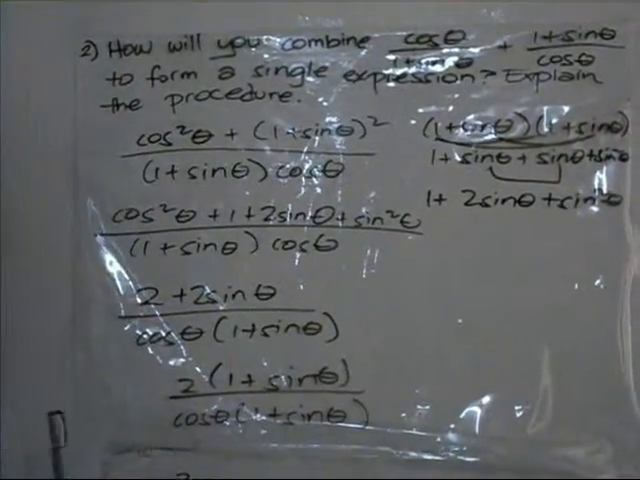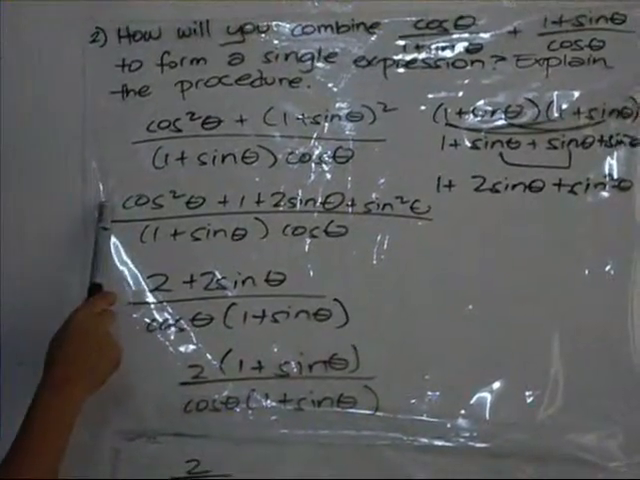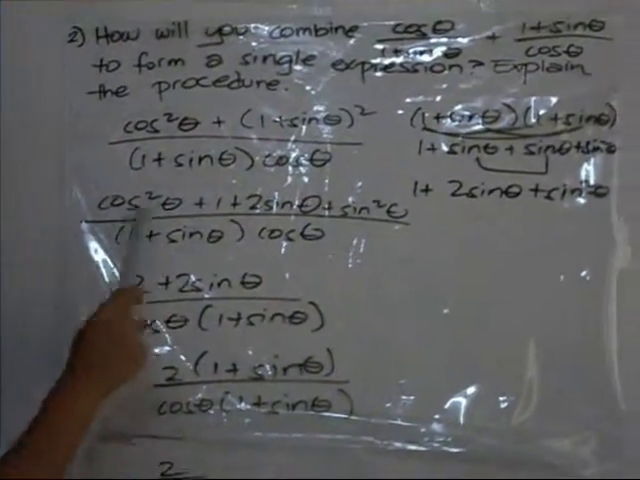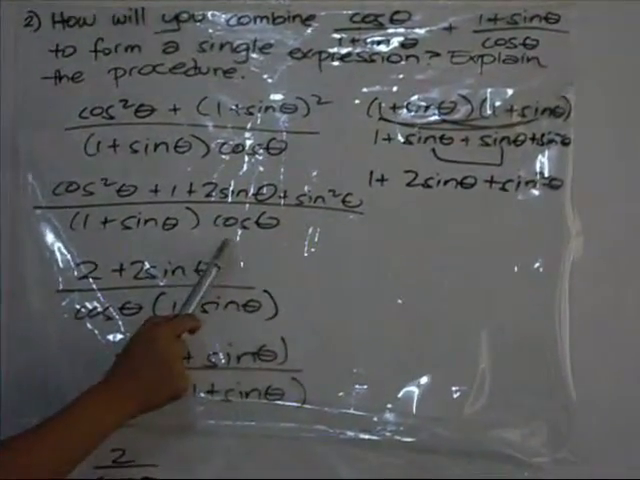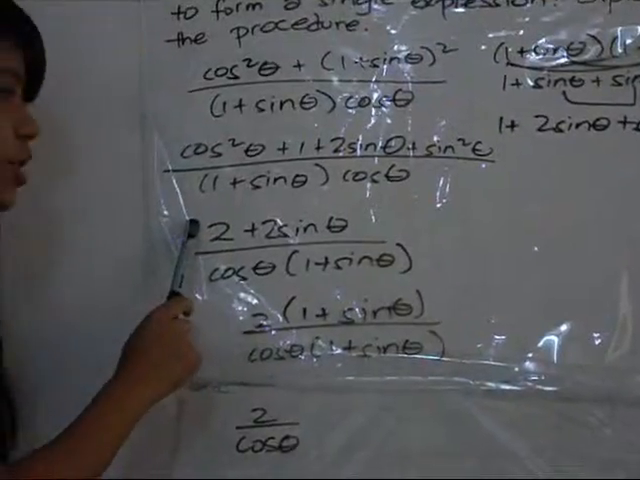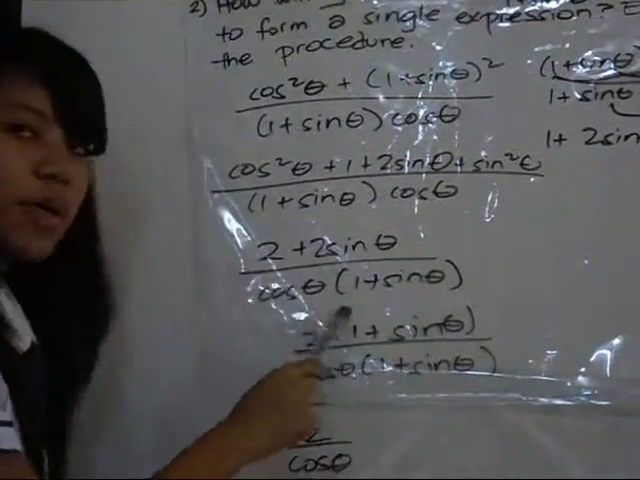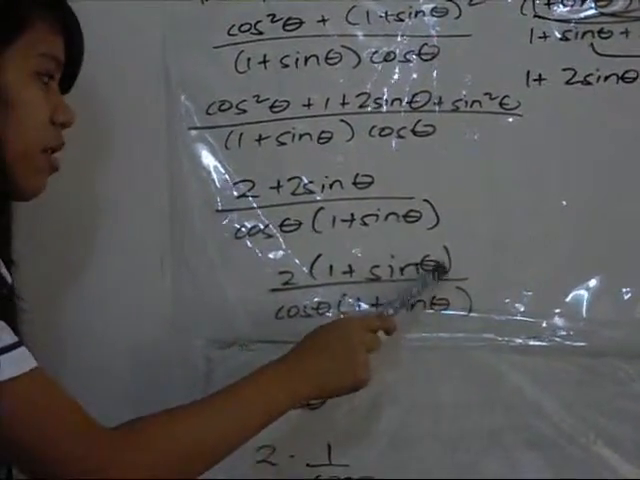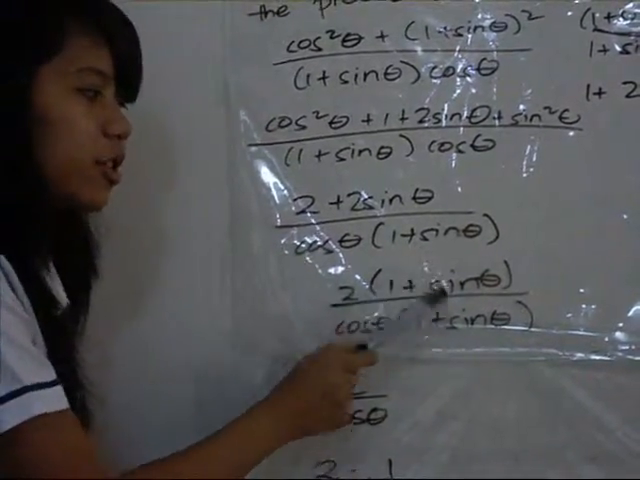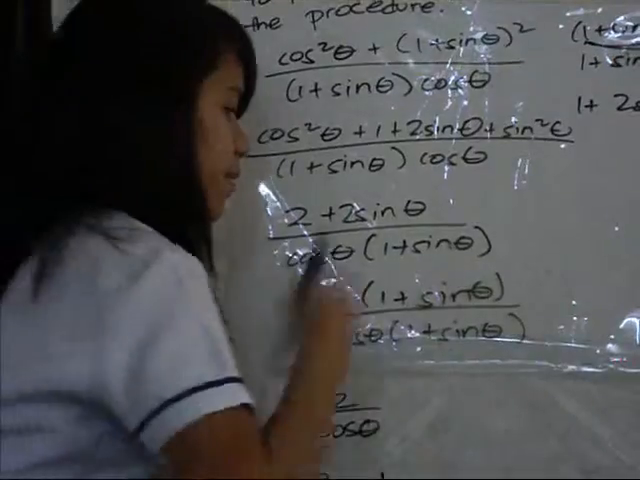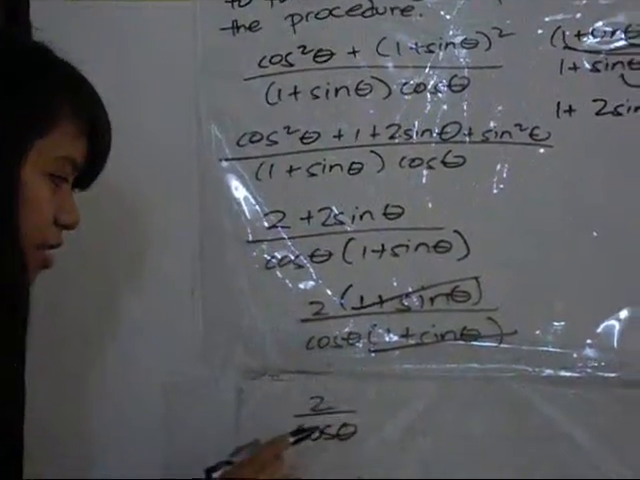And if we look in the ratio identities, sine squared theta plus cosine squared theta is equal to 1. And then 1 plus 1 is equal to 2. And then just copy the other function. And then if we factor this 2 plus 2 sine theta, the resulting factored form is 2 parentheses 1 plus sine theta. And then just copy the denominator. And since these are the same, this will be cancelled. And the remaining terms is 2 over cosine theta.